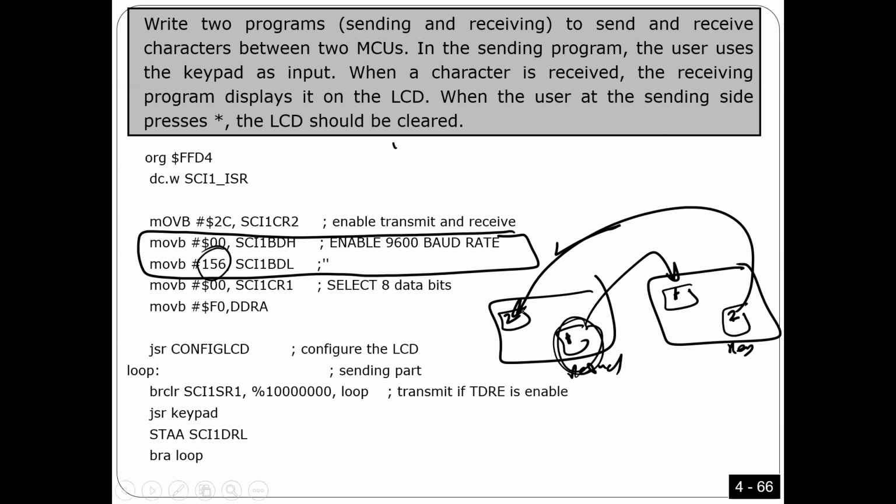Is that okay? This is similar to the lab we had before, but in the lab we had before, when I press any button, I show it on the same LCD, right? But here I want to use SCI so that when I press 5, I see 5 on the other one. Is that okay? Also, I added one very interesting problem in the assignment regarding this.